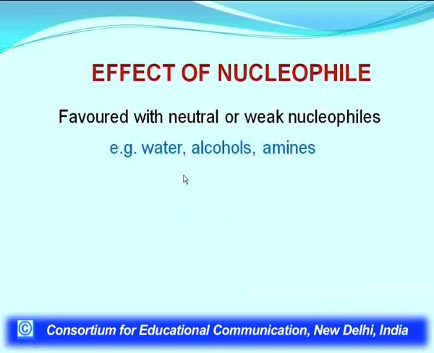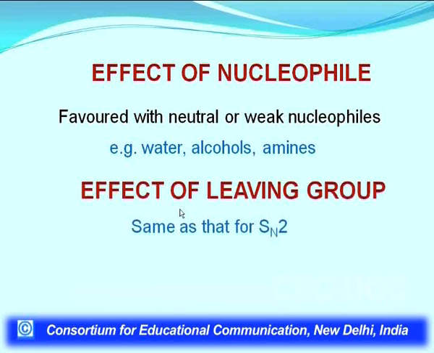Now, let us talk about the effect of other factors, starting with the effect of nucleophiles. This is favored with neutral or weak nucleophiles like water, alcohol, amines, etc. Because if our nucleophiles are stronger, then what will happen? They will go and attack the carbon, they will try to form a bond quickly. So, the mechanism will shift to SN2. So, the SN1 mechanism will be favored if our nucleophile is a weak nucleophile, just sitting aside and waiting for the formation of the carbocation, and once the carbocation is formed, it goes and just forms a bond.